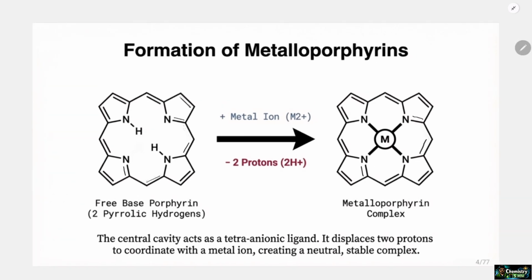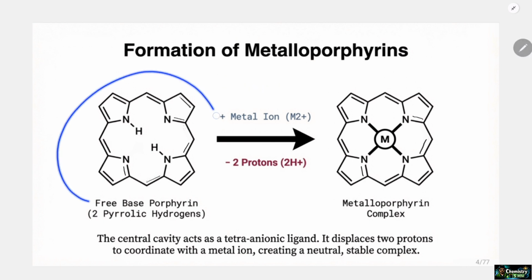Now in metalloporphyrins, this porphyrin ring can act as a proton donor as well as a proton acceptor. In the presence of a metal ion, it will release its two protons, producing negative charges, and both negative charges will bind to this metal. So it is donating the proton and acts as an acid. On the other hand, it can accept the proton also, and then it can act as a base.